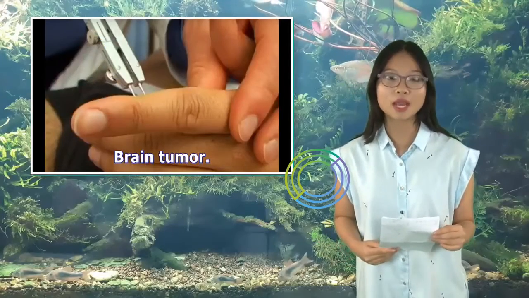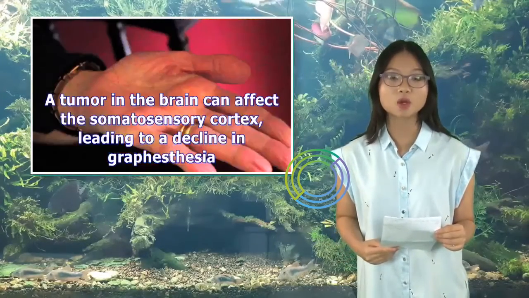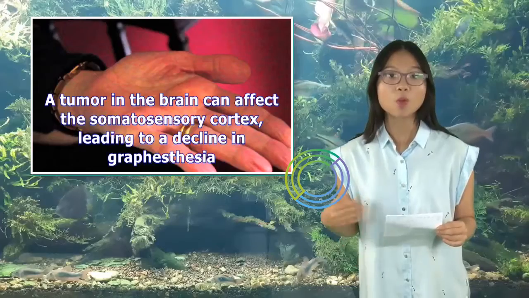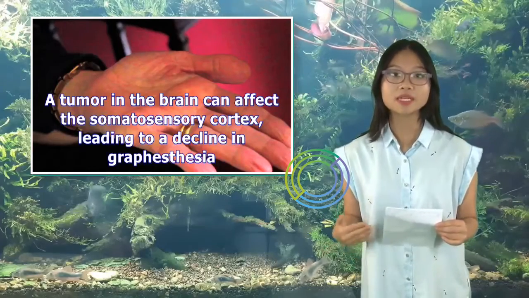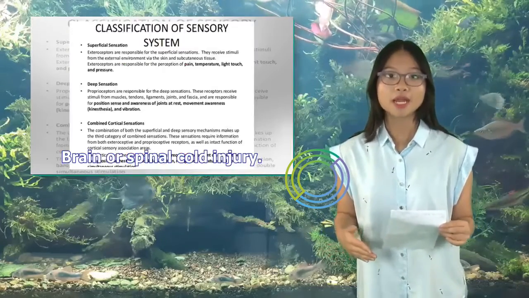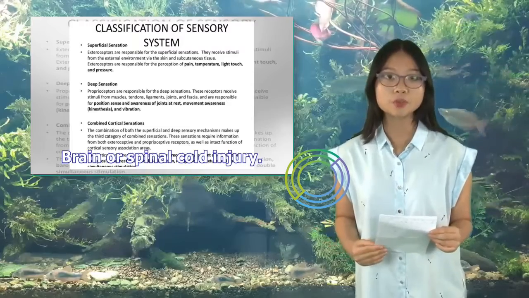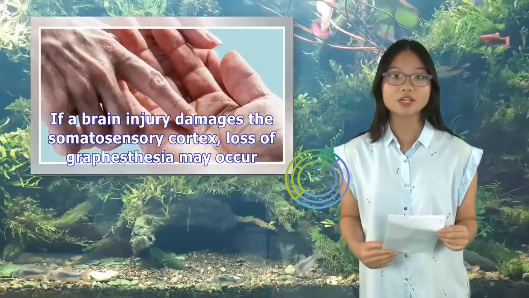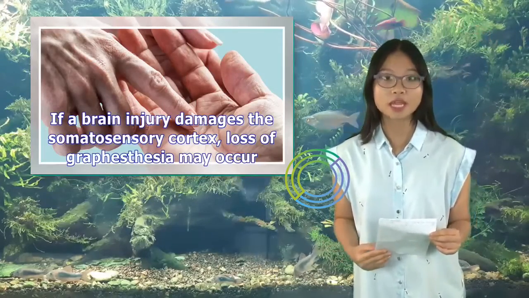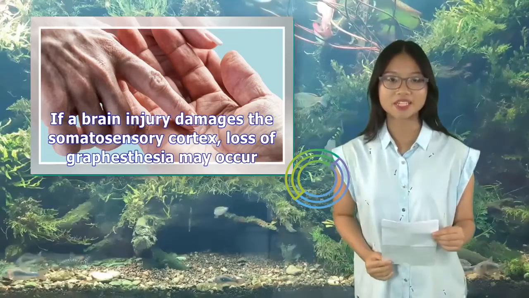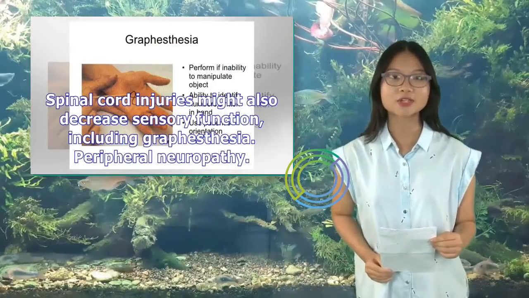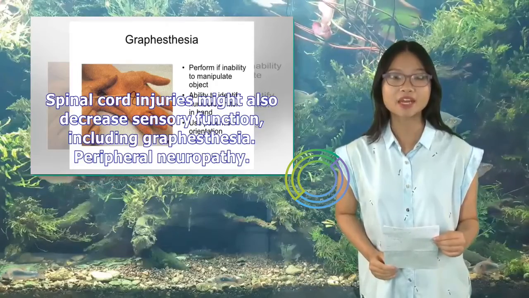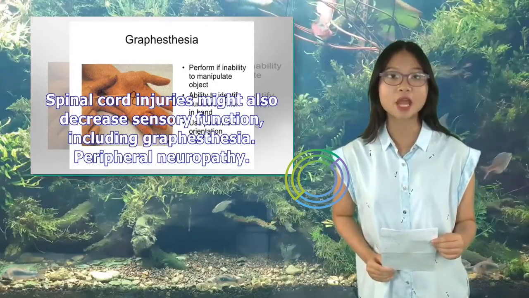Brain tumor. A tumor in the brain can affect the somatosensory cortex, leading to a decline in graphesthesia. Brain or spinal cord injury. If a brain injury damages the somatosensory cortex, loss of graphesthesia may occur. Spinal cord injuries might also decrease sensory function, including graphesthesia.